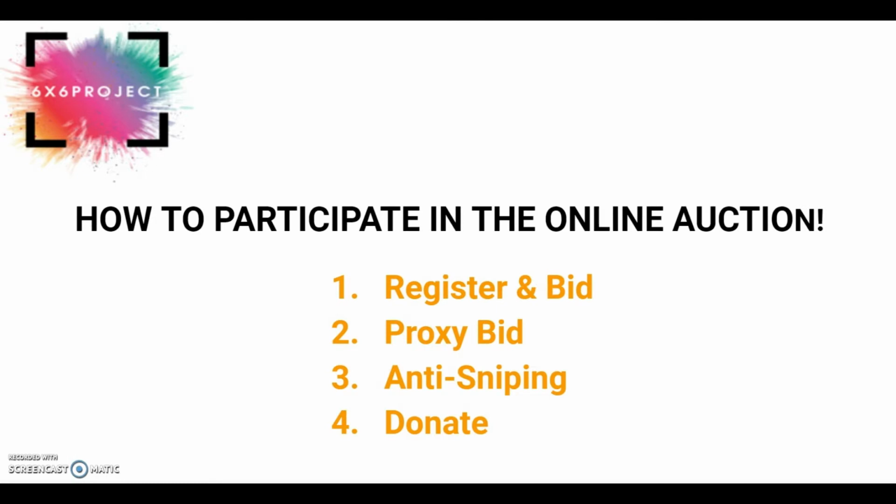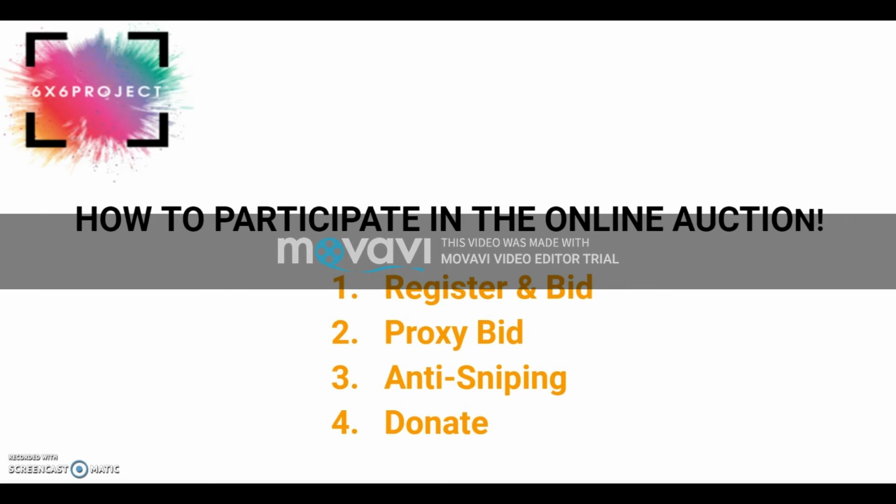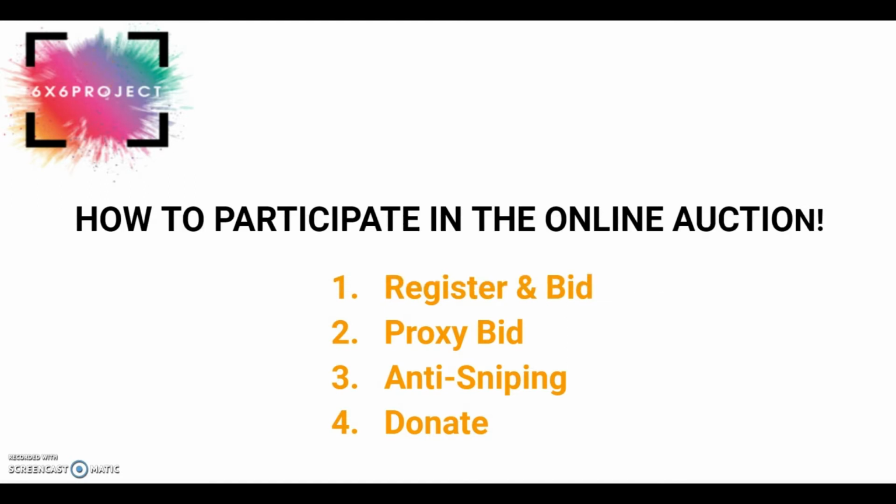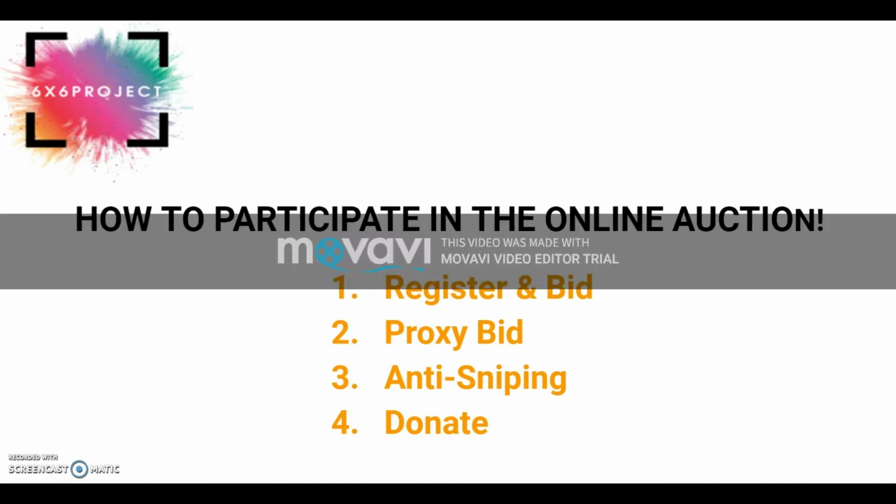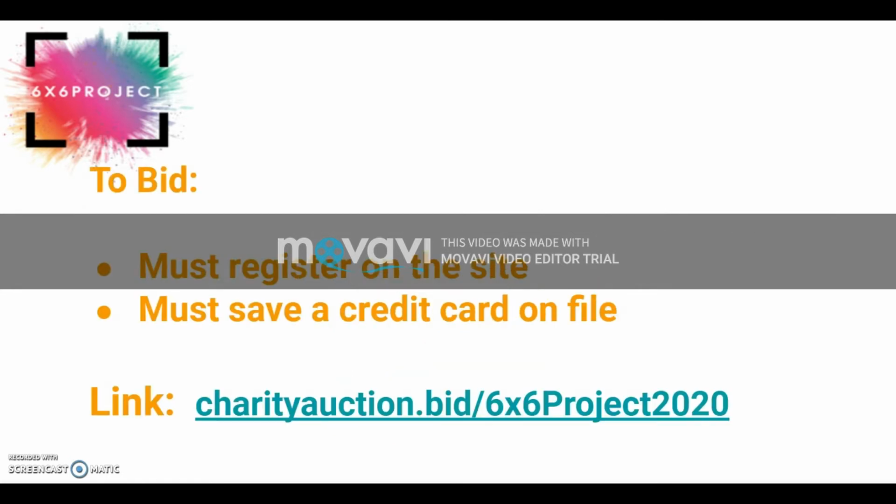Thank you so much for supporting this year's 6x6 Project art fundraiser for Raue Center's youth education programs, Mission Imagination, and Sage Studio. Now, we've had a couple questions about using the auction site, so I thought I would walk you through how to participate in the online auction. In this short video, we'll go over registering and bidding, what is a proxy bid, anti-sniping rules, and donations. So let's go on and find out, how do you bid?